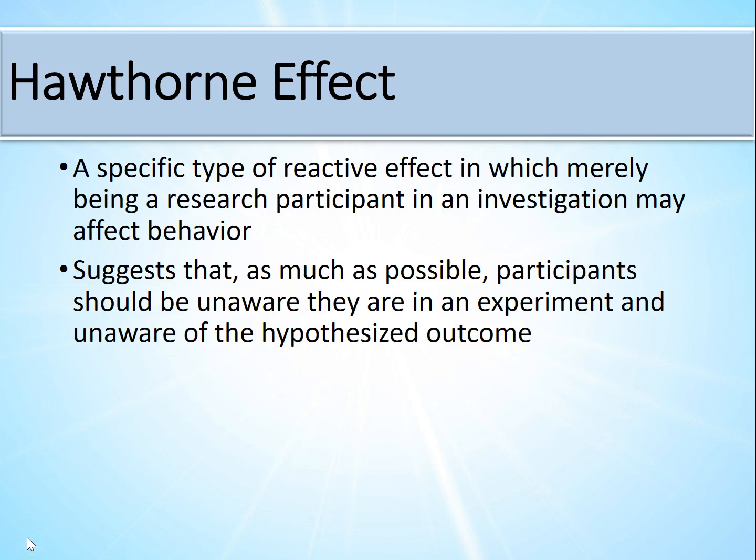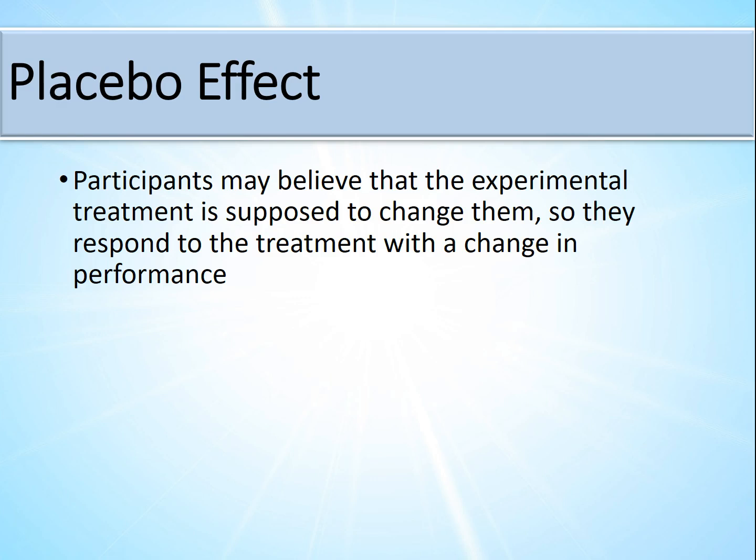With placebo effect, participants may believe that the experimental treatment is supposed to change them, so they respond to the treatment with a change in performance. Blind and double-blind studies help to eliminate this effect. Blind studies mean the subjects do not know if they are receiving a treatment or a fake. Double-blind studies mean that the experimenter and the subjects do not know who receives the treatment.